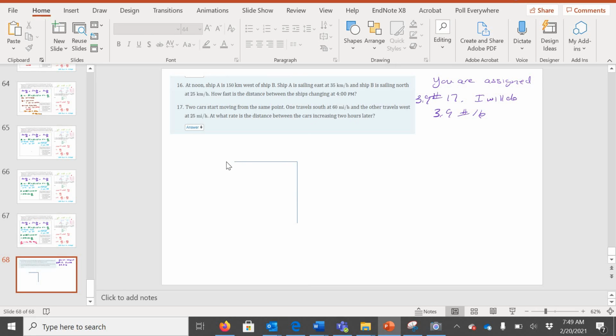One is going south, one is going west, and they give you the rates, but you still have this triangle, and you still have this freeze frame moment at 2 hours later. And so you still have some of those things that you are looking at. You're also looking at the distance between the two cars, which is the hypotenuse.